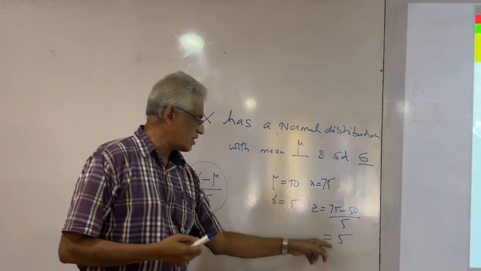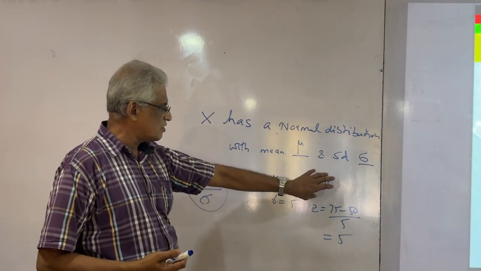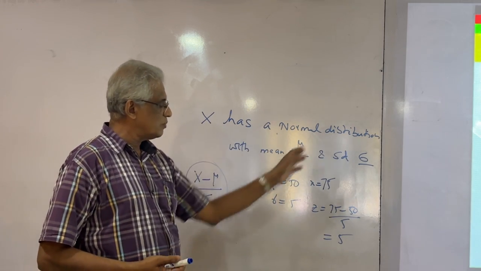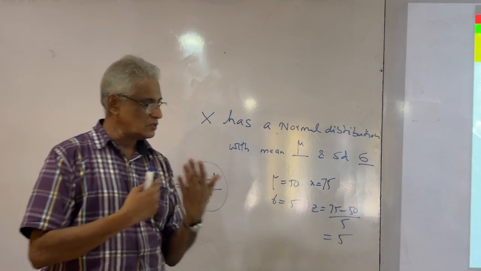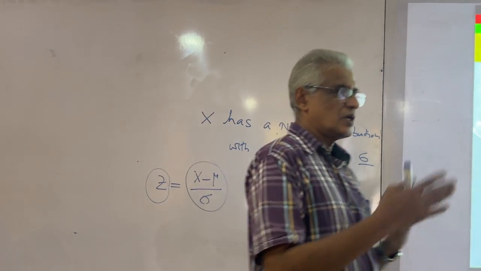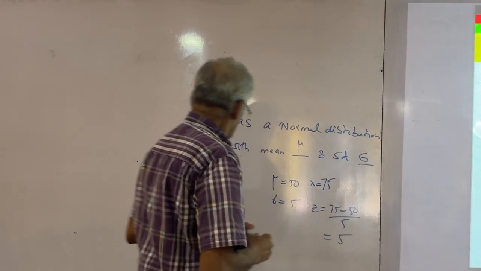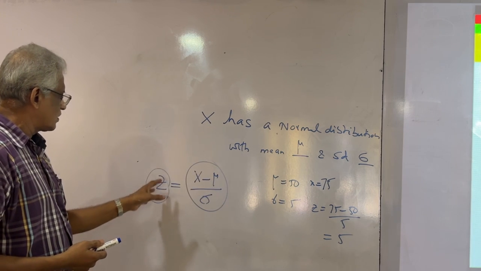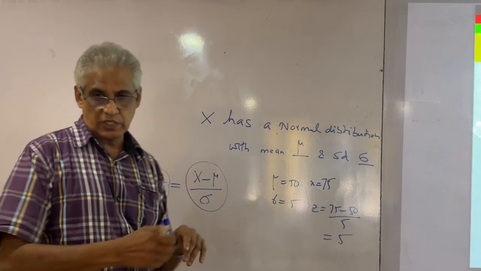So this is called the standard units. The meaning of that is our observation is 5 standard deviations above the mean in this case, because you have a plus value. If you get a negative value, that means your observation is some number of standard deviations below the mean. So therefore, this transformation transforms the data into standard units.